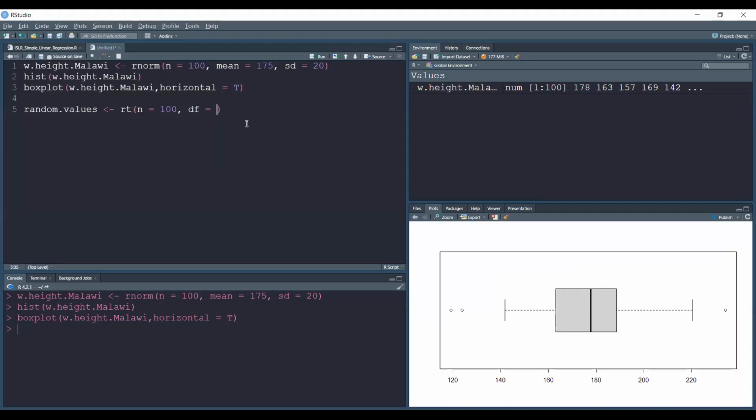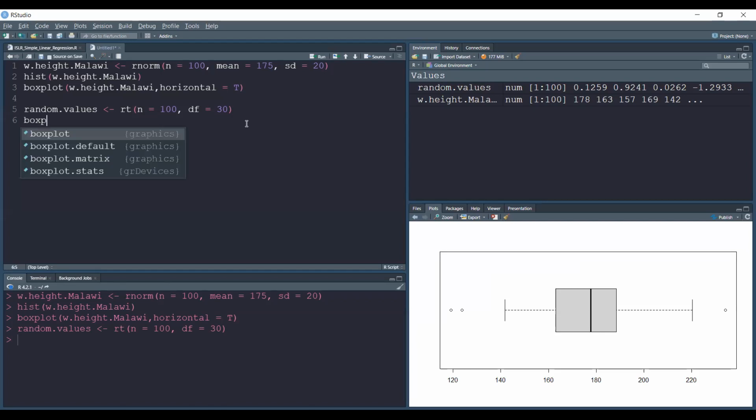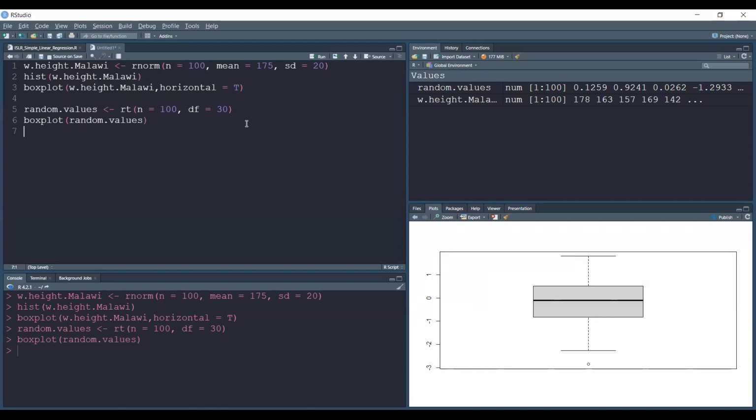Anyway, this is a very long explanation, but let's do a box plot. Random values, that's your box plot. Okay, so you have your median, which is below 0.